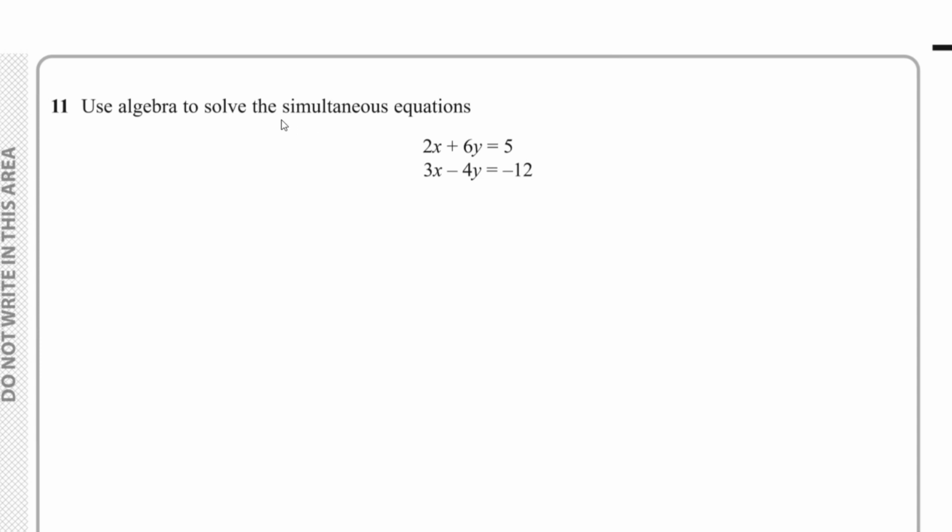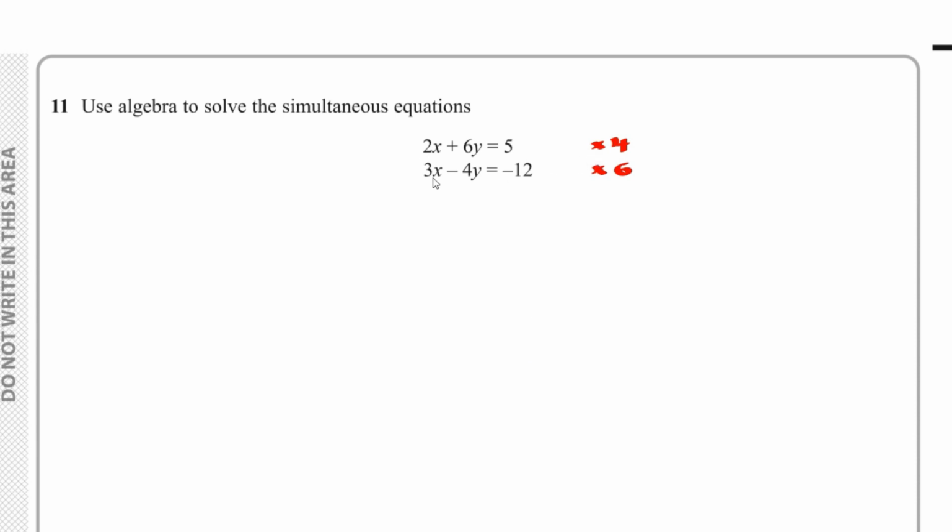Question number 11, we have to use algebra to solve the simultaneous equations 2x plus 6y equals 5 and 3x subtract 4y equals negative 12. Well, if I multiply this first equation by 4 and the second equation by 6, that will make the y's the same and would have opposite signs.